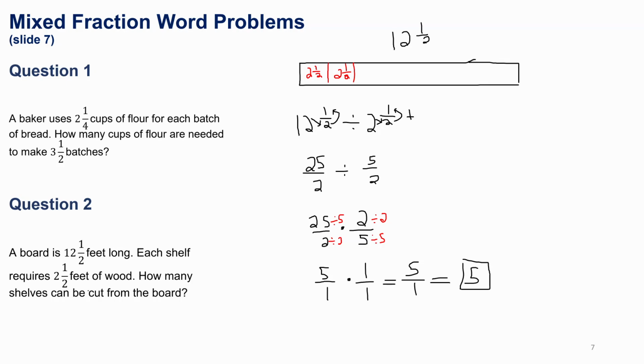So what this tells us is that we can make 5 shelves out of the 12.5 feet of wood in that board. That's what we can do. Okay, so that is our final question for this presentation.